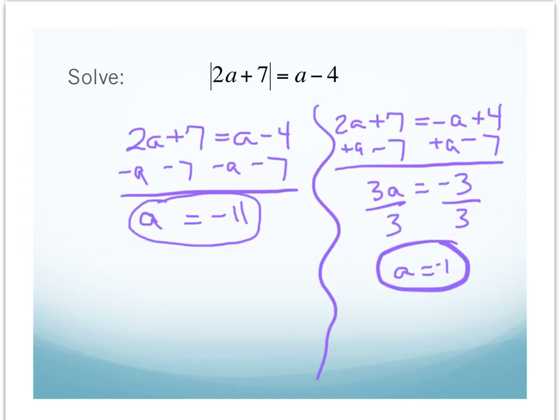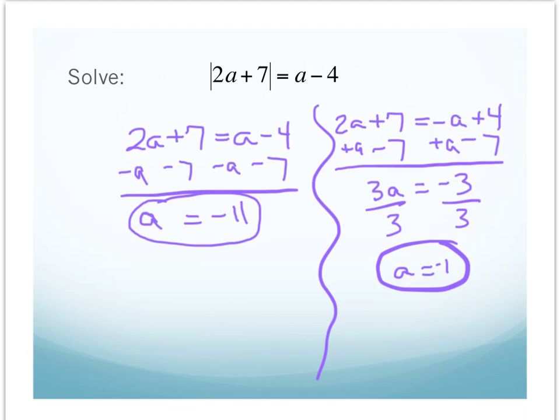So if you did your work correctly and you set the absolute value portion of this problem equal to a minus 4 on one side and negative a plus 4, notice I changed the sign both in front of the a and the 4, you should have gotten an answer of a is equal to negative 11 and a is equal to negative 1. But again, you need to check your solutions.